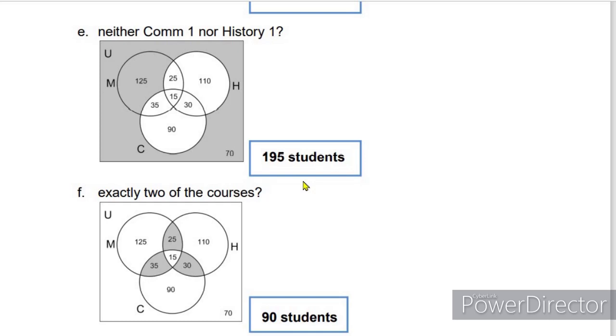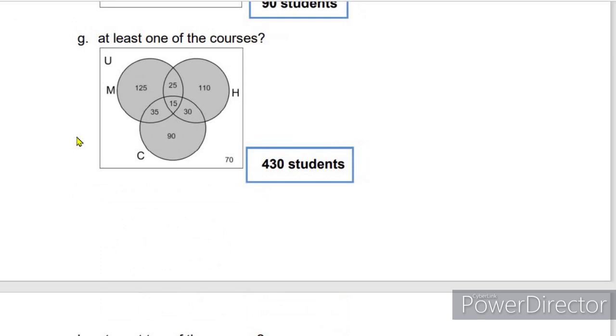So F, exactly 2 of the courses. So we will shade all of the elements that belong to exactly 2 courses. So we will shade 35, 25, and 30. So when you add them, it is 90 students. Next, letter G, at least one of the courses. So we will shade all the elements inside M, H, and C because we are asked to shade at least one of the courses. So their sum is 430 students, right?